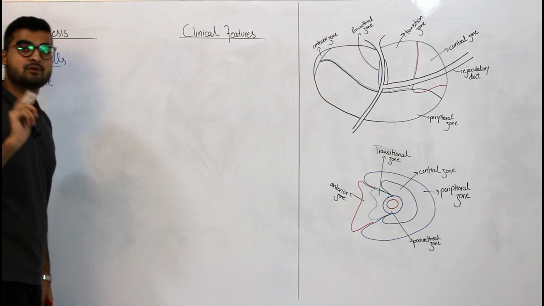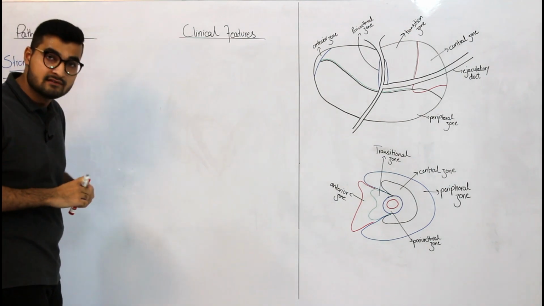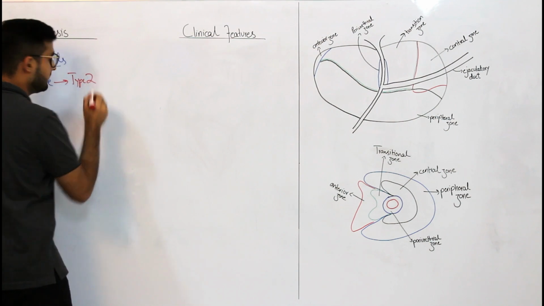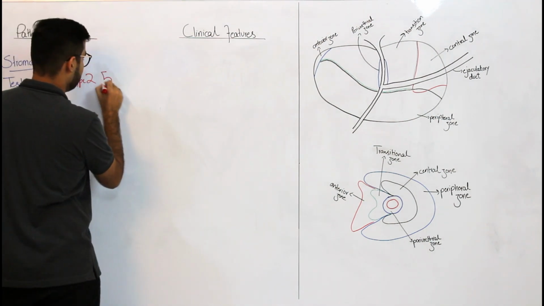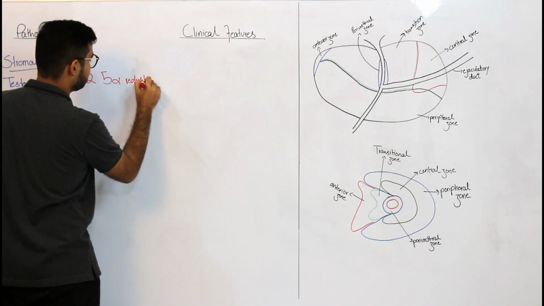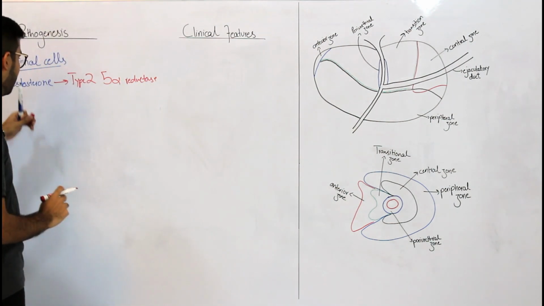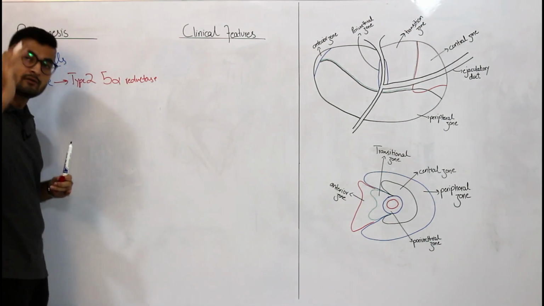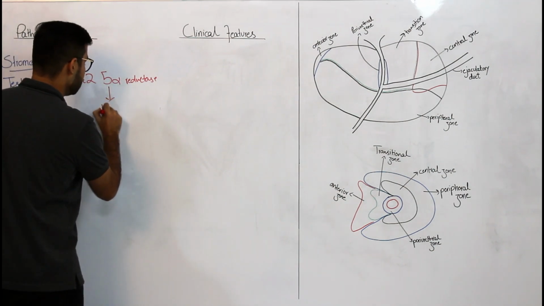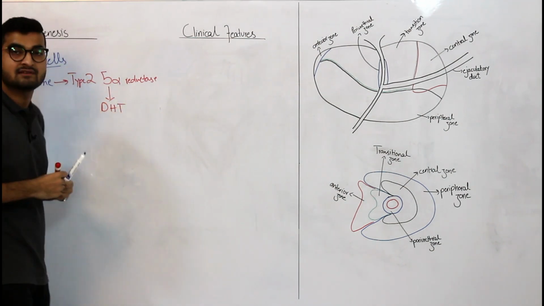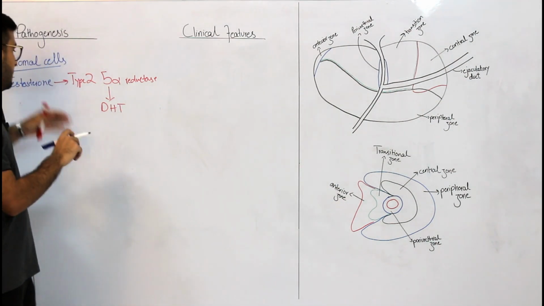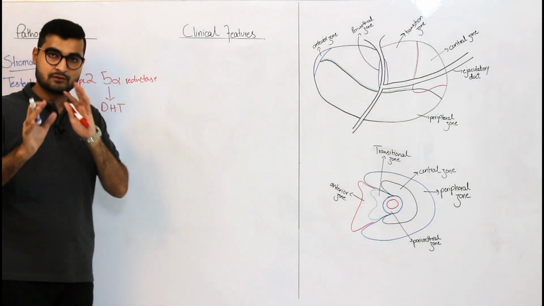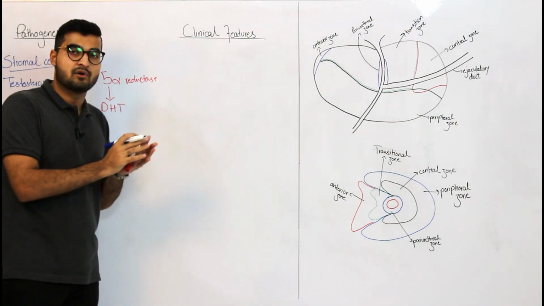Now, in stromal cells you have a special enzyme, and that enzyme is called type 2 5-alpha reductase. Right, now testosterone is going to act on type 2 5-alpha reductase, and 5-alpha reductase is going to convert testosterone to DHT. Now what is DHT? DHT is basically dihydrotestosterone. Now when we talk about the prostate, testosterone and dihydrotestosterone are basically the two hormones that come into action in a prostate.